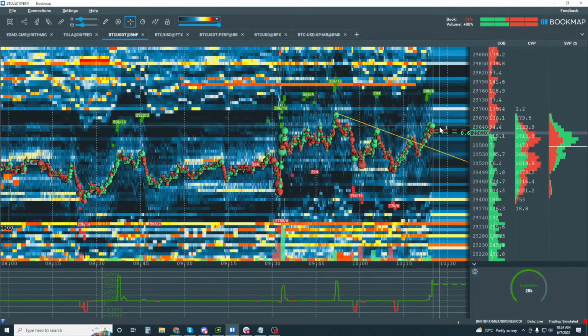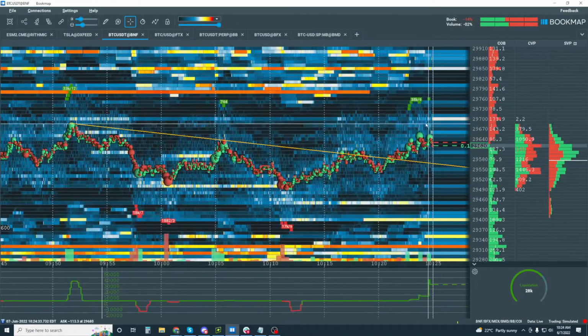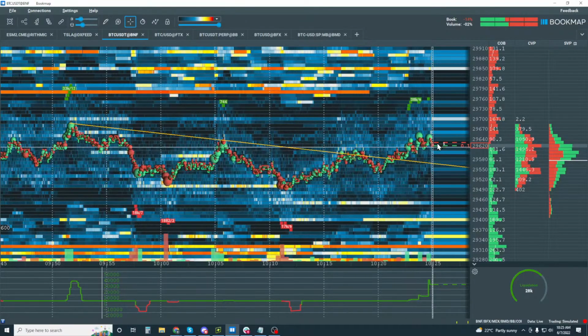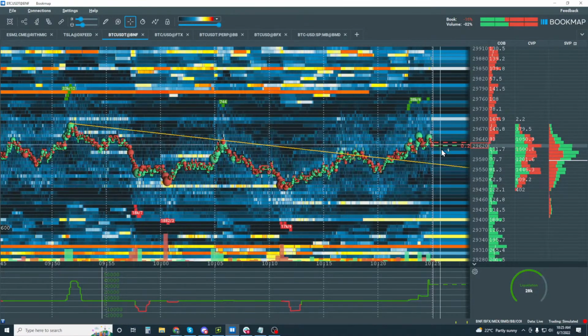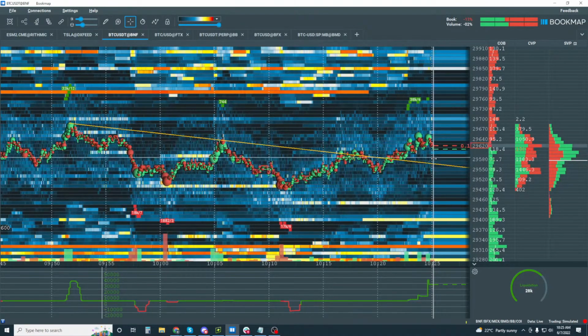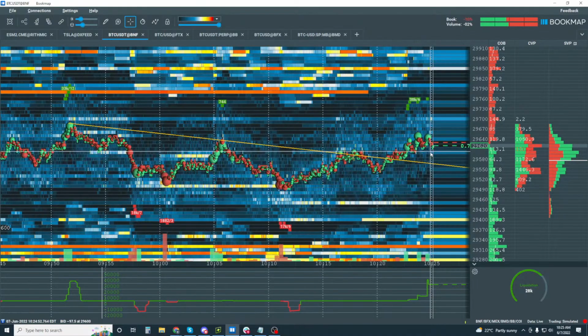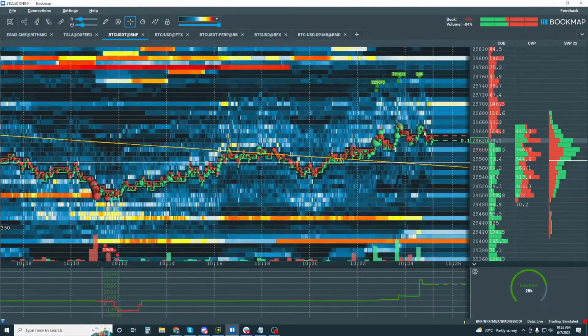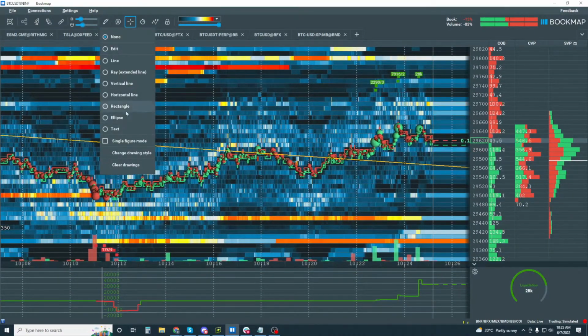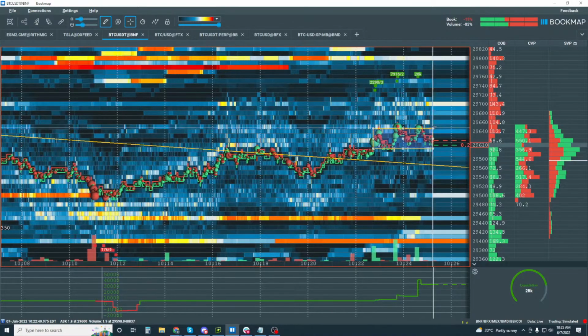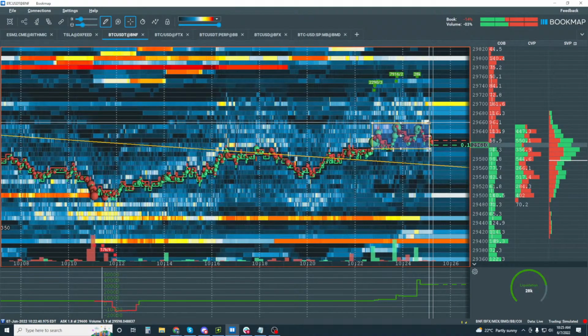So let's see if we can get enough buyers in here. Now the cluster of buying looks good here. We want to be very careful though with this, because here's why. In this section here, look where this cluster is taking place. Okay, it's up here.